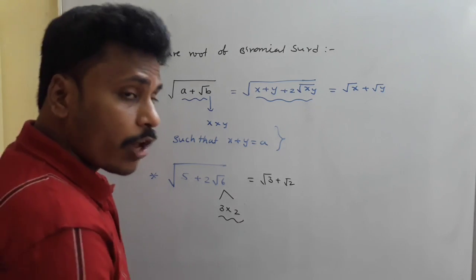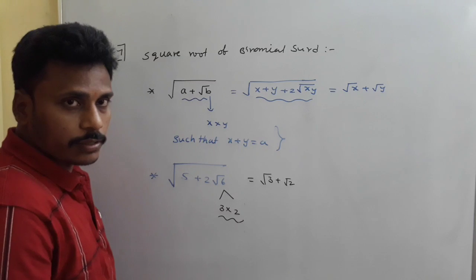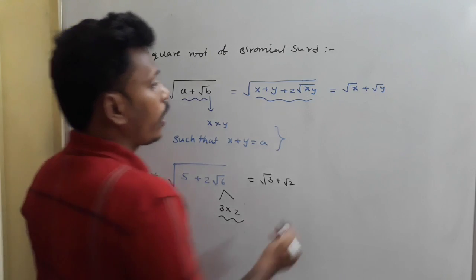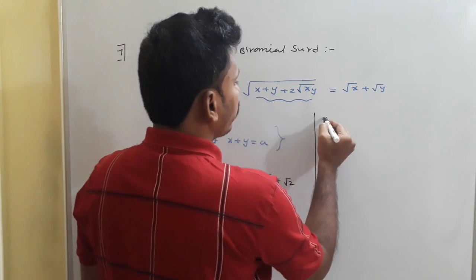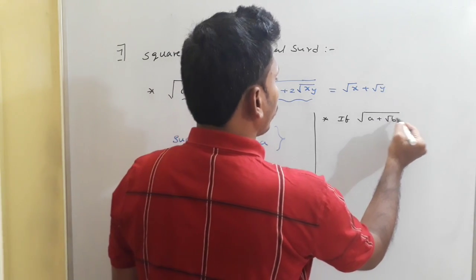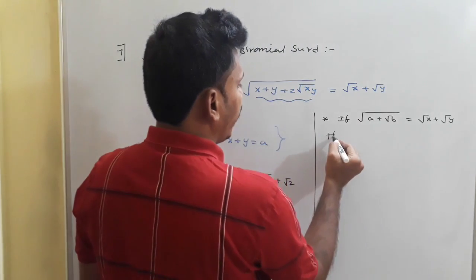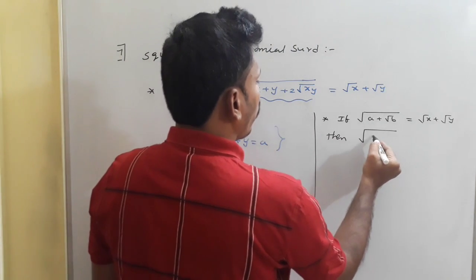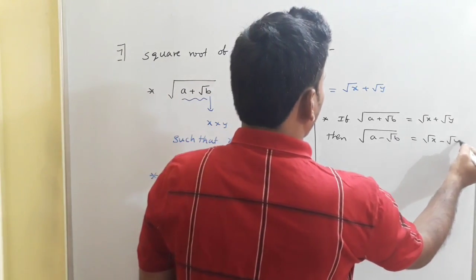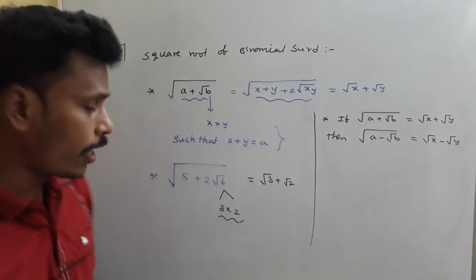Is it right? If you have any doubt, just square this root 3 plus root 2, you will get 5 plus 2 root 6. Square of root 3 plus root 2 is 5 plus 2 root 6. Right? And one more thing we need to identify. If the square root of a plus root b equals root x plus root y, then the square root of a minus root b equals root x minus root y. If you have the square root for a plus root b, then it is easy to identify the square root for a minus root b.